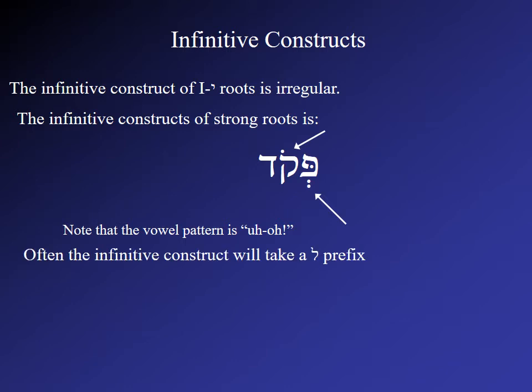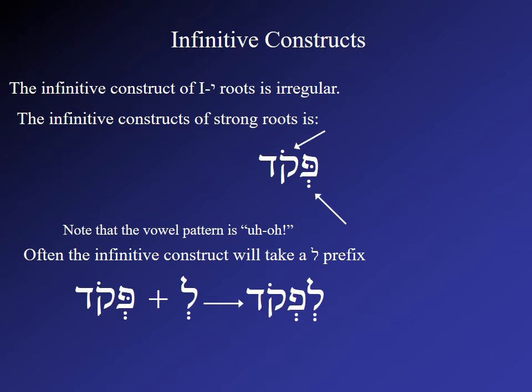Oftentimes the infinitive construct will take a lamed prefix, but it doesn't have to. So pakod by itself is the infinitive construct. If we want to add a lamed prefix to the infinitive construct, we would attach the lamed preposition to get our hypothetical form lefakod with two vocal schwas at the beginning. Of course, you know you can't have two vocal schwas in a row, so the first one will resolve to a hirek. So our form lifkod is lamed plus pakod, lifkod, to visit.